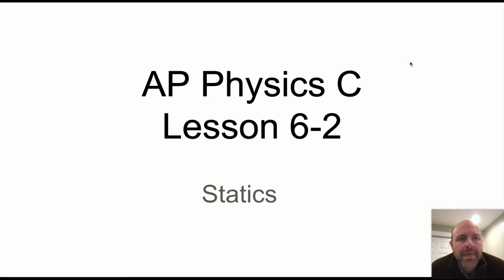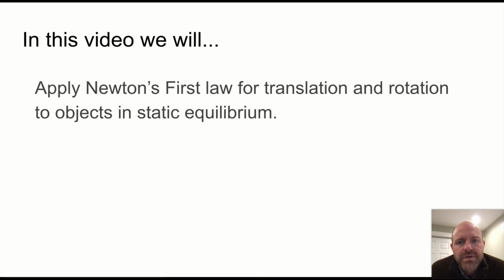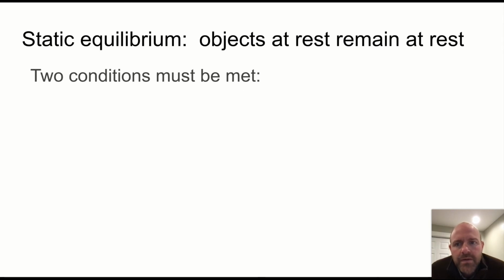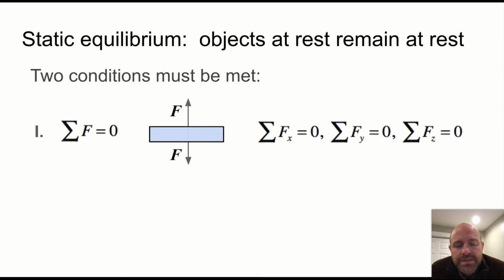In this video, we're going to look at the concept of statics, also known as static equilibrium. It really applies Newton's first law for both translation and rotation in order to get to this point. So when we talk about static equilibrium, an object at rest remains at rest. And there's two conditions. The first one is that the net force is zero, right? And of course, that the initial velocity is zero.